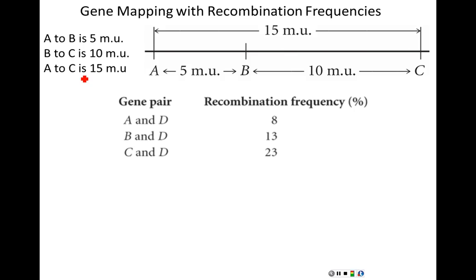Gene A and gene D are 8 map units apart. Gene B and gene D are 13 map units apart. Gene C and gene D are 23 map units apart. Pause the lecture for a second. Leave this on the screen. Get out a piece of scrap paper and see if you can construct the map.